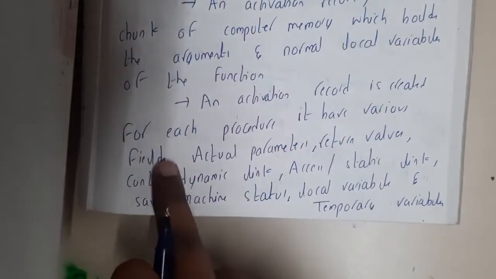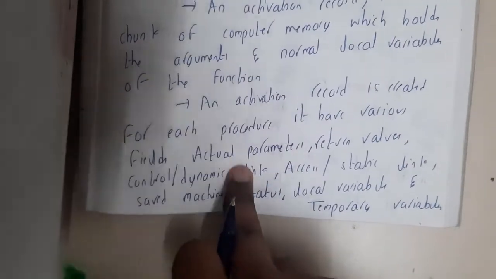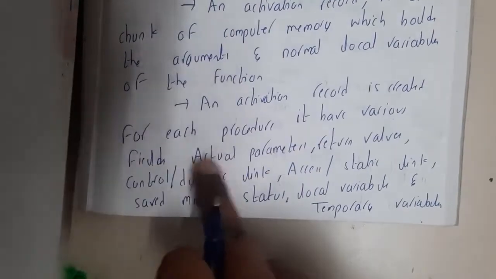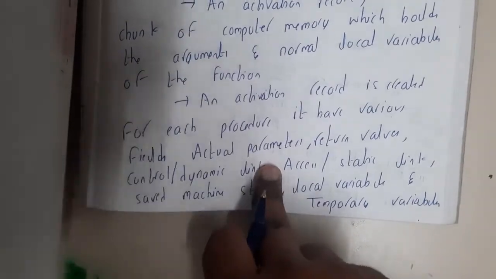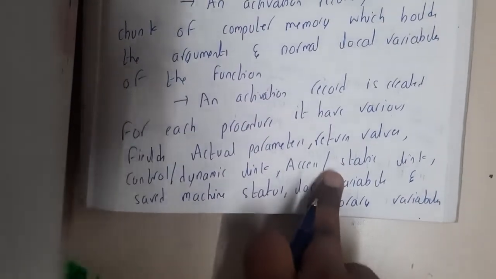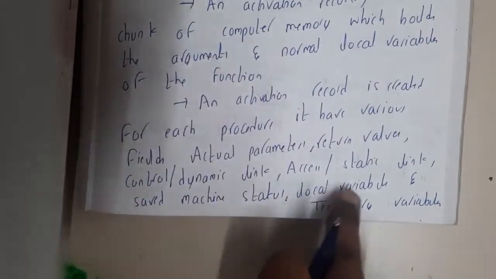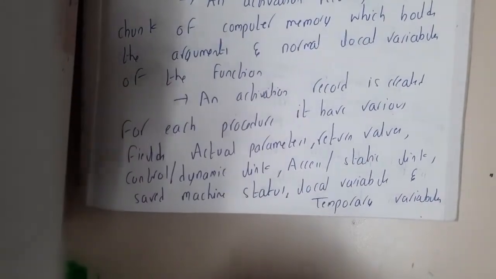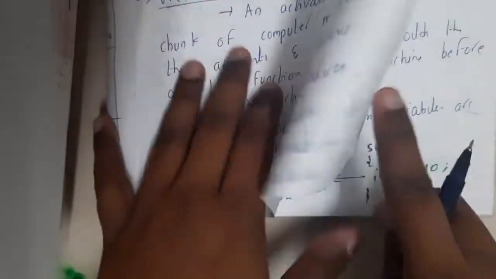It has various fields like actual parameters, return values, control or dynamic link, access or static link, saved machine status, local variables and temporary variables. So these are all the fields, guys. I specified each and every field there itself.